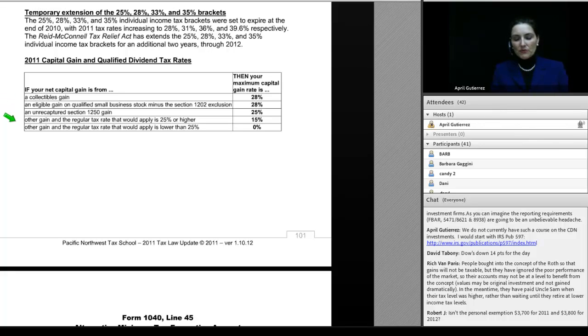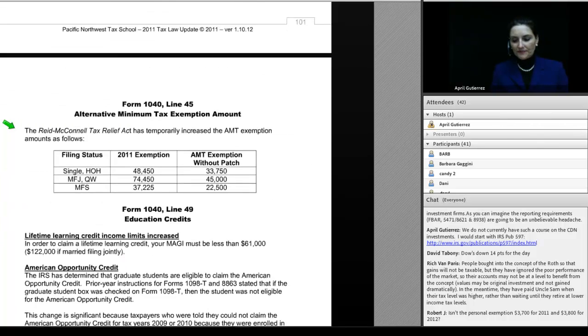Then we have unrecaptured Section 1250 gain. That happens when you recover depreciation on the sale of real estate. That's 25%. And of course, then we have the 15 and the 0% brackets.